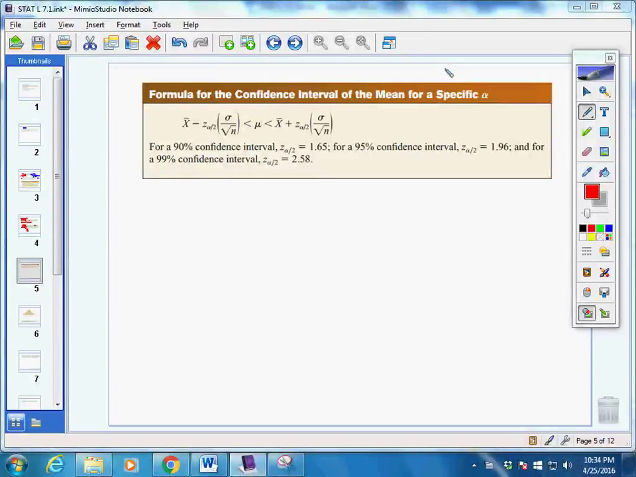We have a specific formula for confidence intervals. Again, we're looking for something where we can say with 90% confidence, this is the interval it's going to fall between. So we have this crazy looking formula here, and we're going to introduce some more language. Now, it's the formula for the confidence interval of the mean for a specific little crazy A type thing here. That's alpha.